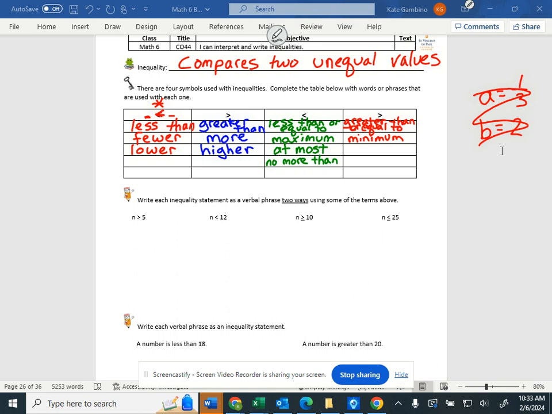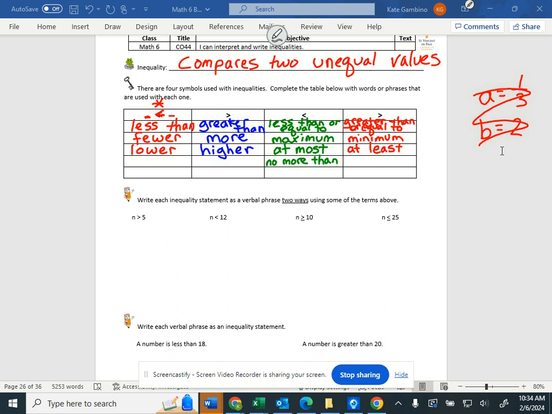That's our minimum. It could be more than that, but it has to be 50. If less than or equal to is at most, well, what would greater than or equal to be? At least. We have to have at least 50. I could have more than that. Can't have less than it. Has to be at least 50 or more.